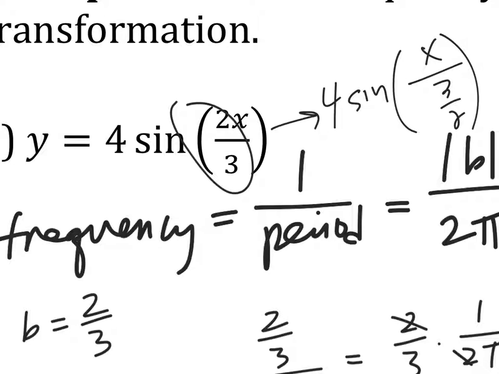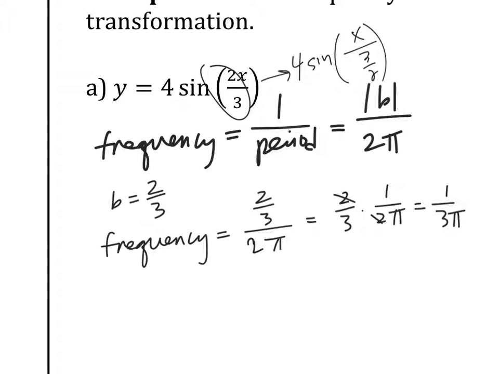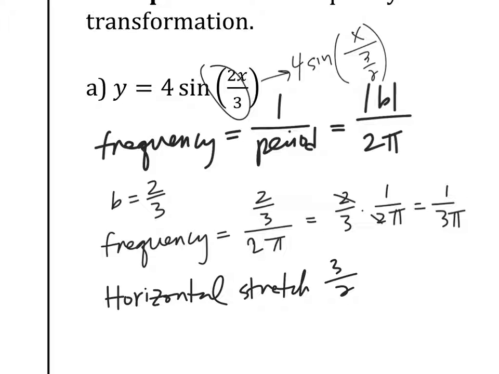So the number is 3 over 2. Are we stretching or compressing? Stretch. Okay, so it's going to be a horizontal stretch 3 over 2. And then what else? Vertical stretch, 4. All right.